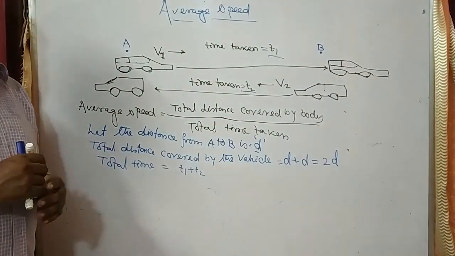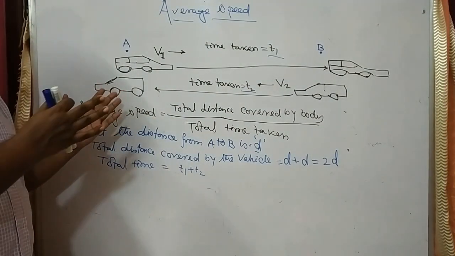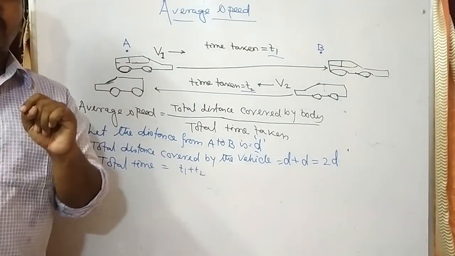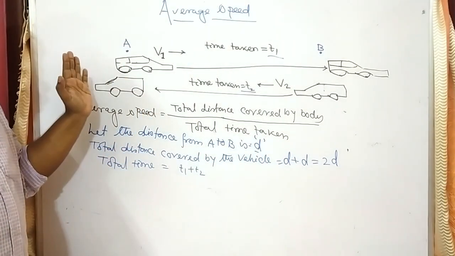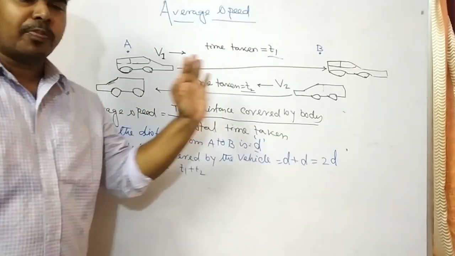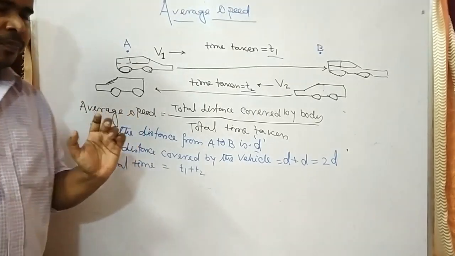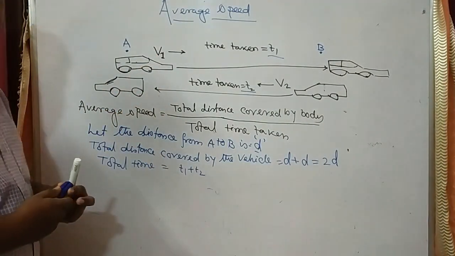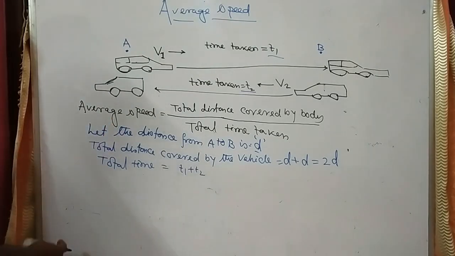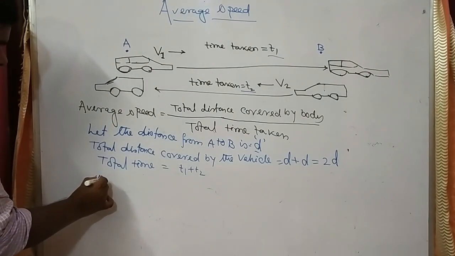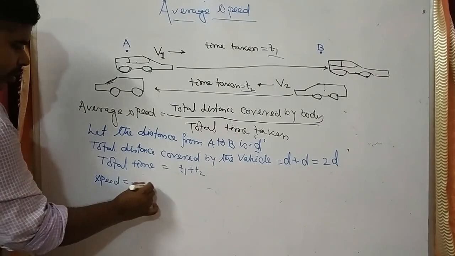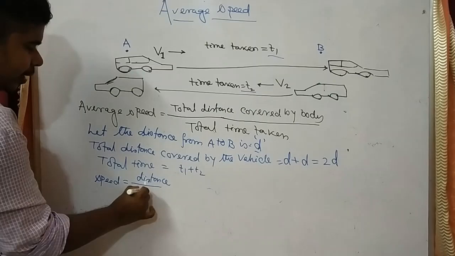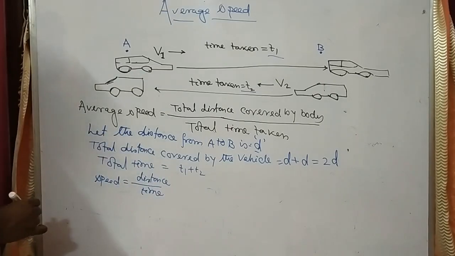How? Let's see. Now you might be thinking, sir, why do we have to describe it this way? Because we just want to find one equation by which we can find the average speed for this type of question. If I want to represent the time with the help of the speed, how do we do it? See, we all know that speed equals distance by time.